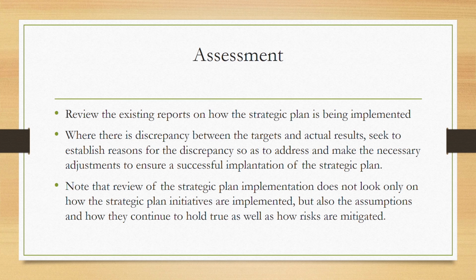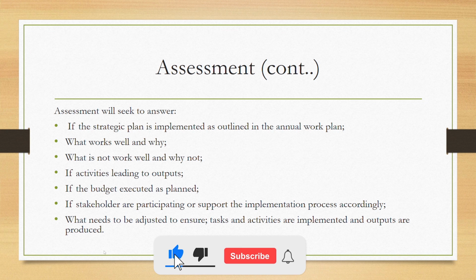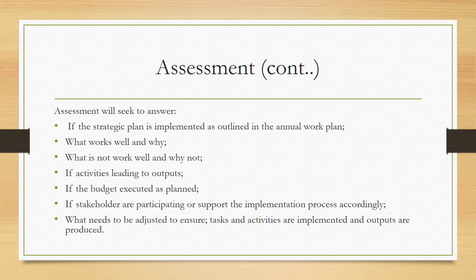Again, when you plan, you also define risks that you foresee and mitigation measures. You look at that and see, is our control system working well? What is not working well? What can we do? So you look at all that when you do the monitoring. So you'll be looking at, in short, again, as I've said, is the plan implemented as outlined in our work plan?